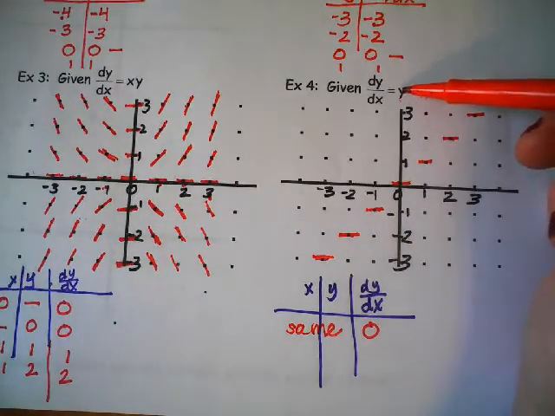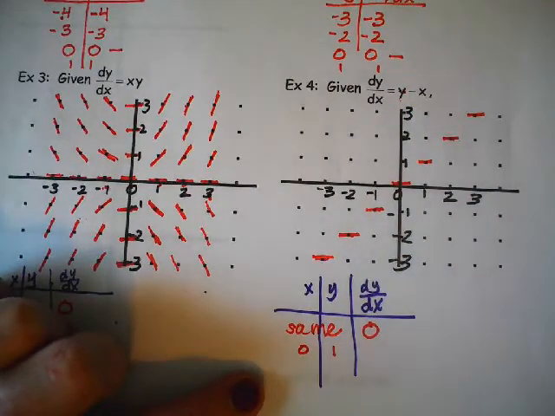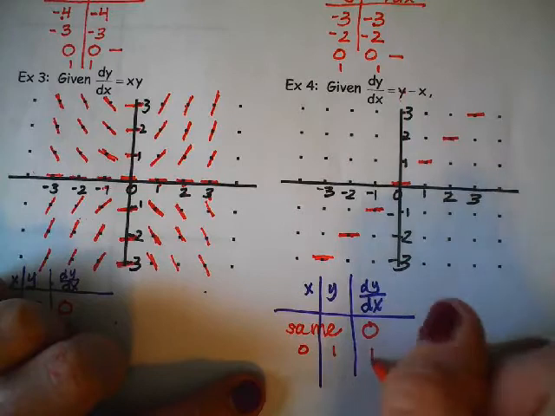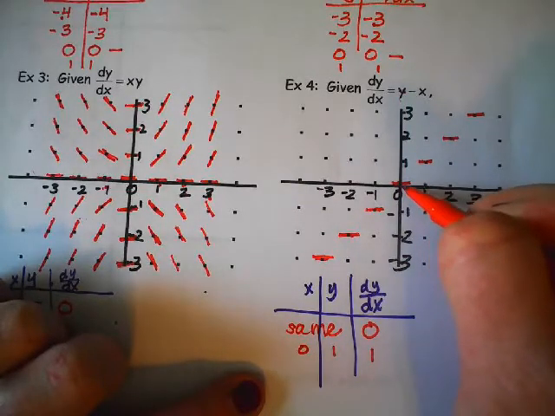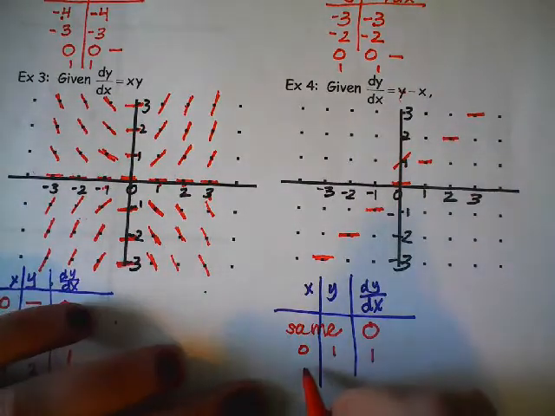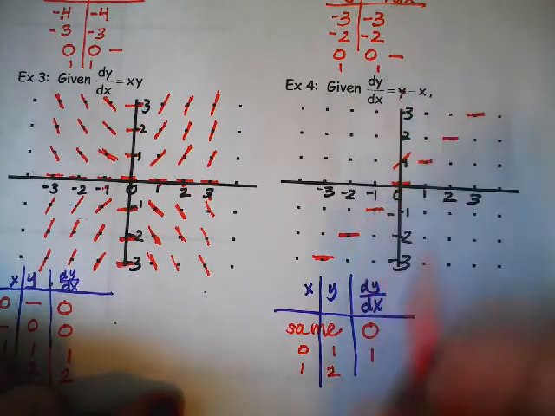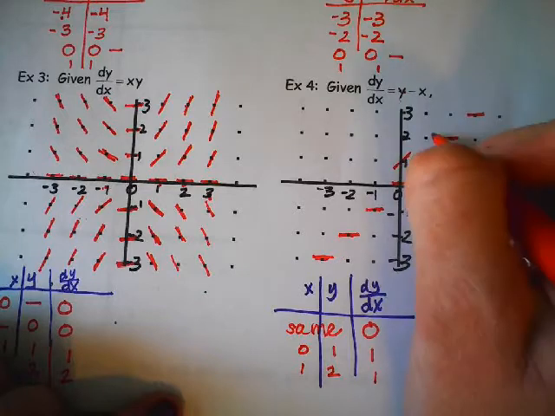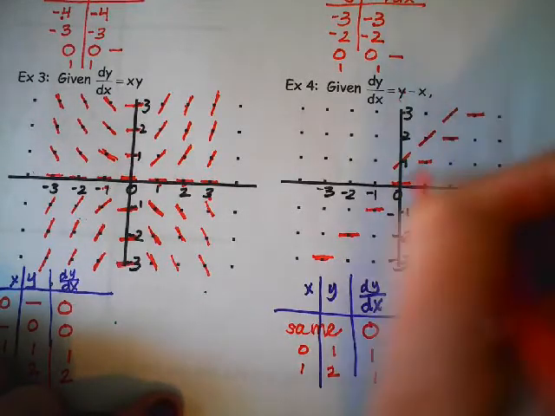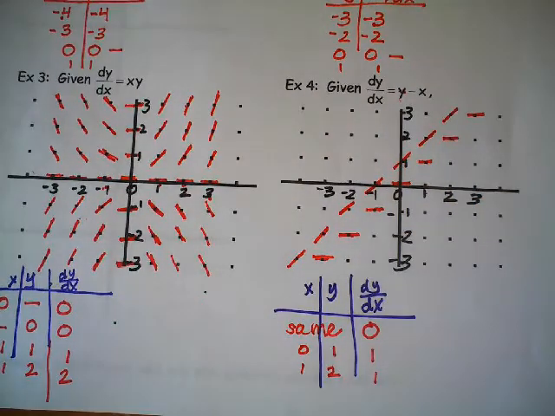If the y value is 1 more than the x value, so I'm thinking like 1 minus 0. Let's see, if x was 0 and y was 1. If the y value is 1 more, my slope is 1. So at the point 0, 1, my slope is 1. Let's do it like this. The y value is 1 more. 2 minus 1 is 1. So at my point 1, 2, slope is 1. It's going to be true straight up and down this diagonal line. Kind of looks like a slant asymptote in there a little bit.